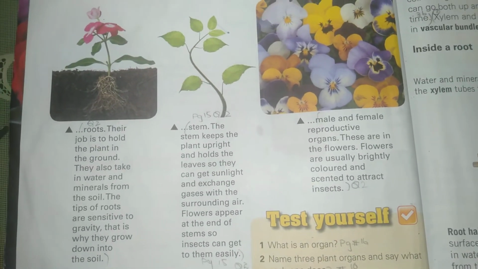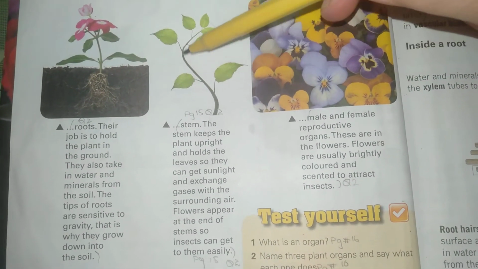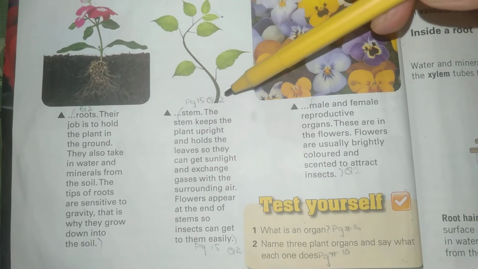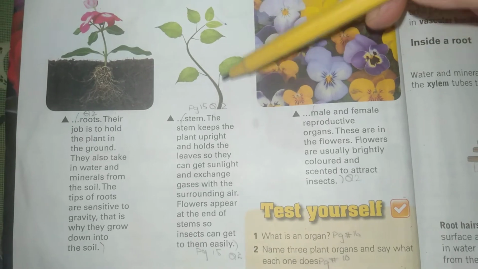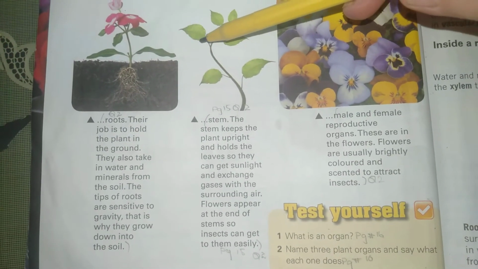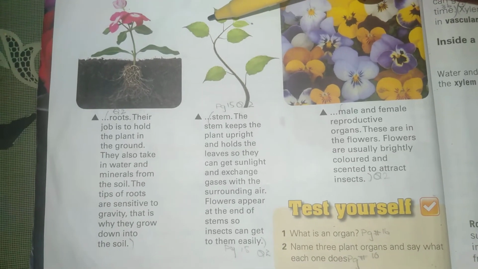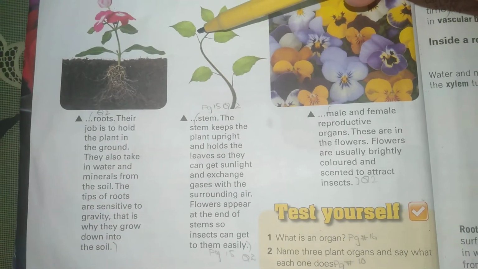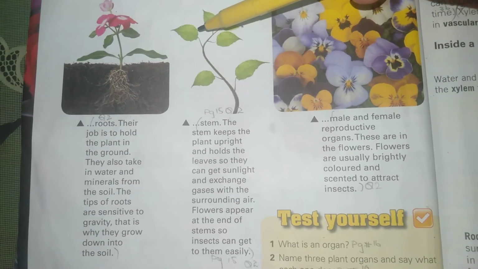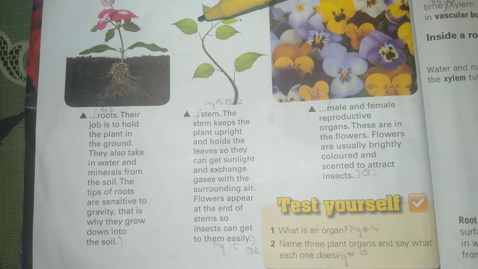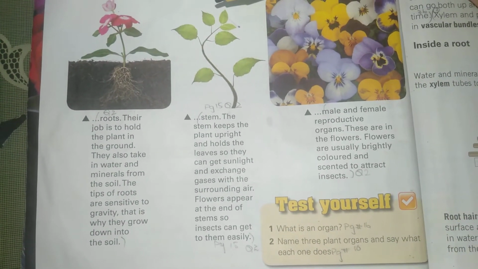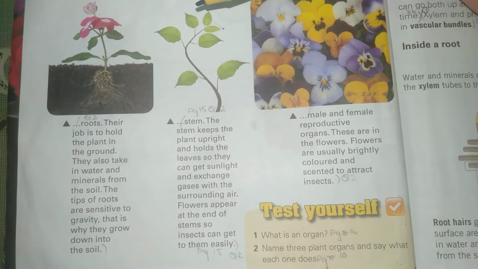Next organ of the plant is stem. This is the stem, and the stem is the main support of the plant above the ground. It keeps the plant upright and holds the leaves so that they can get maximum amount of sunlight that is needed for the process of photosynthesis by the leaf and exchange of gases with the surrounding air through stomata. Flowers appear at the end of the stem so that insects can see them and get to them easily.